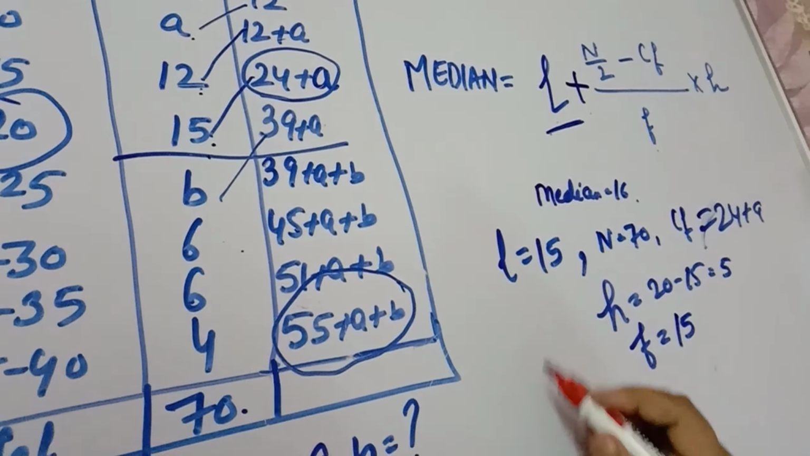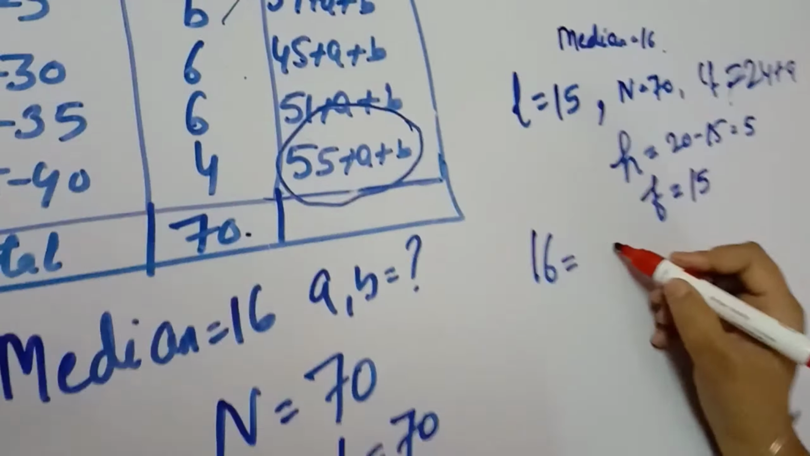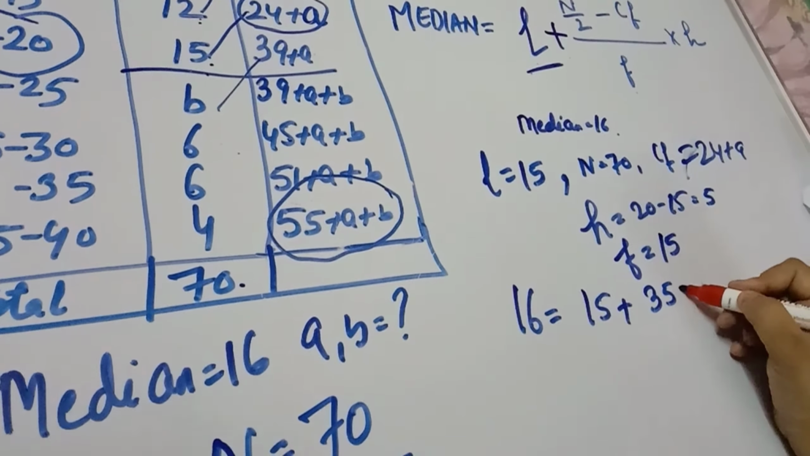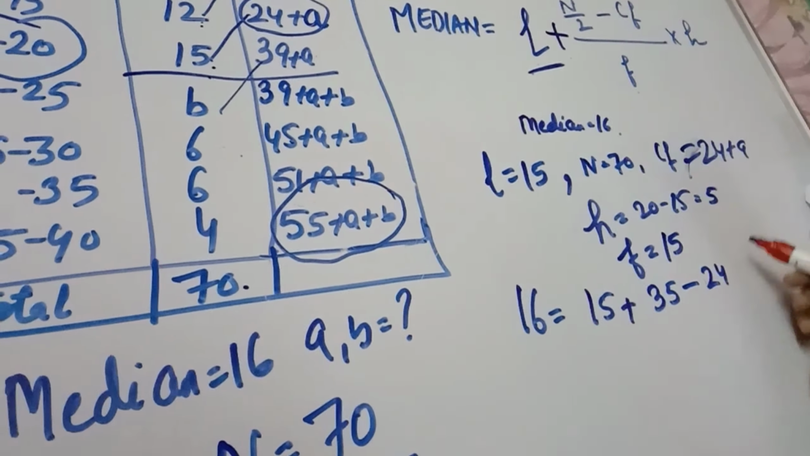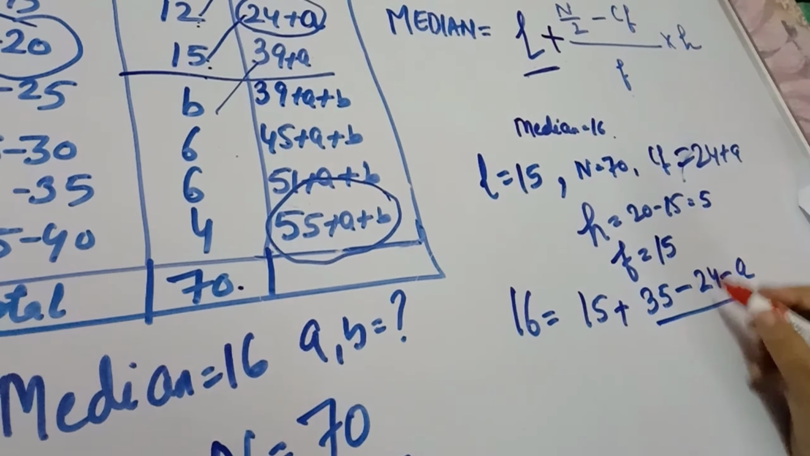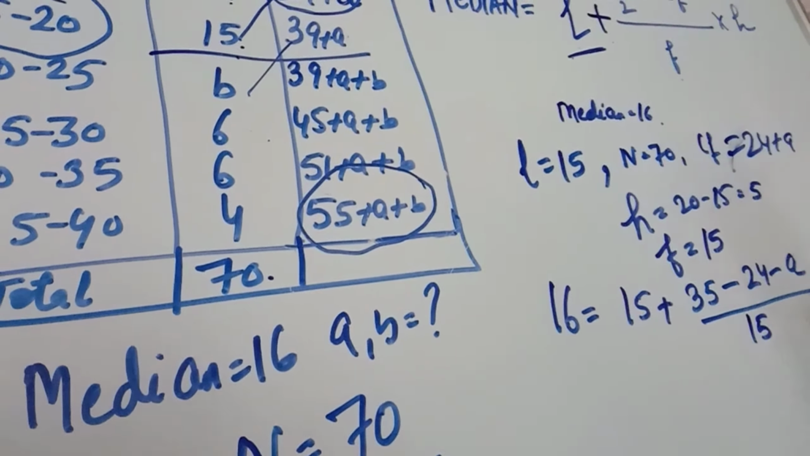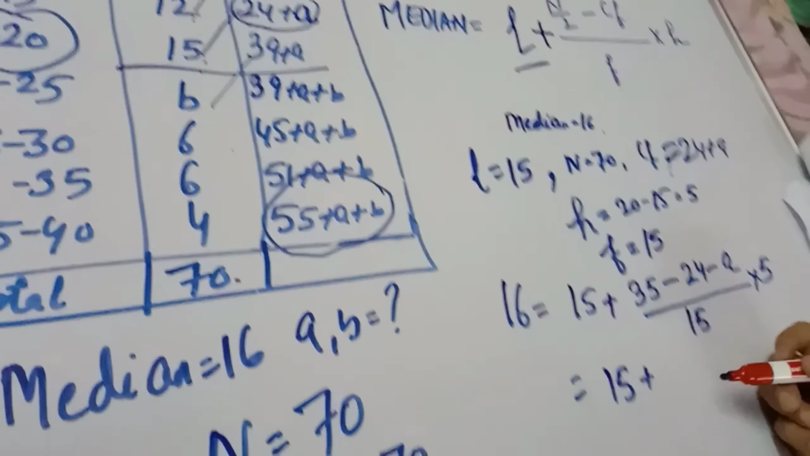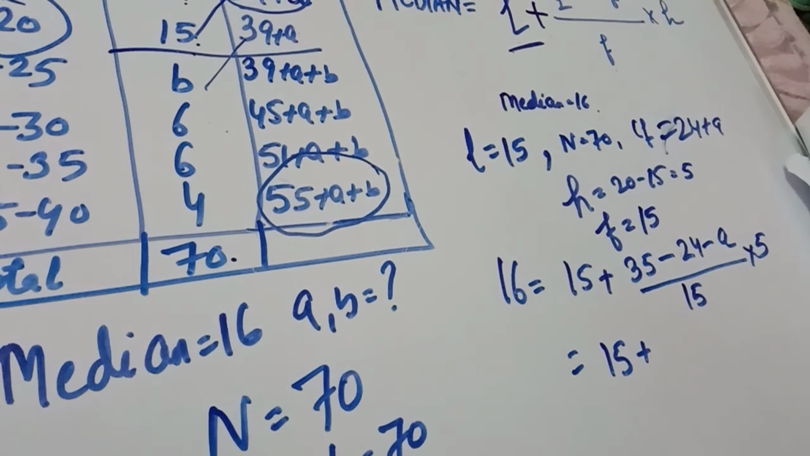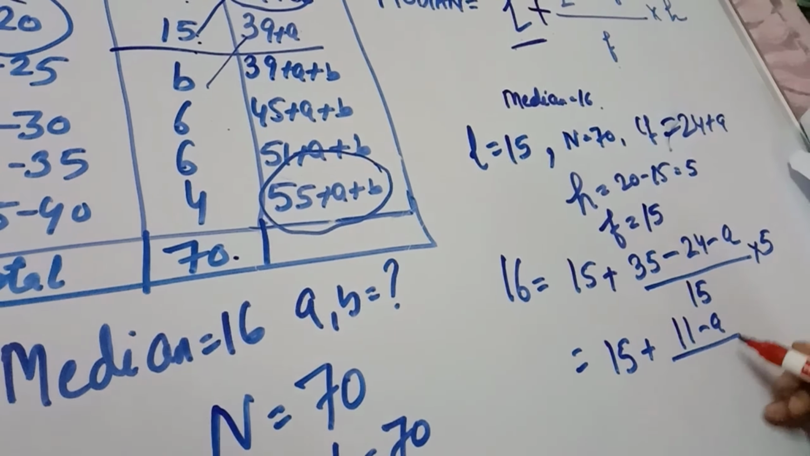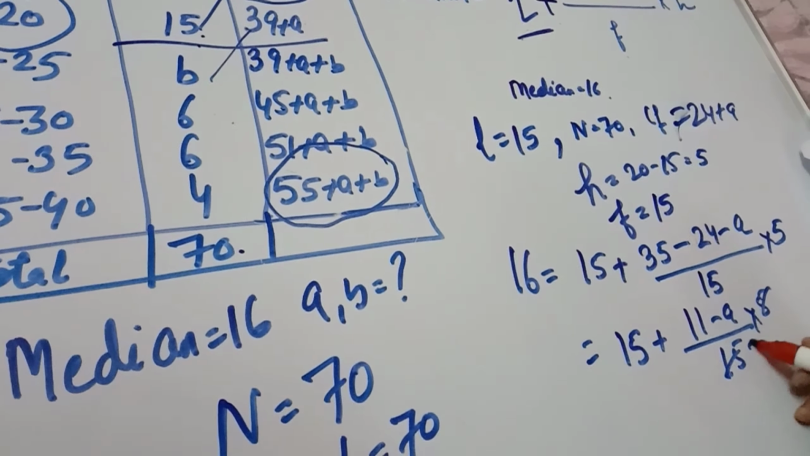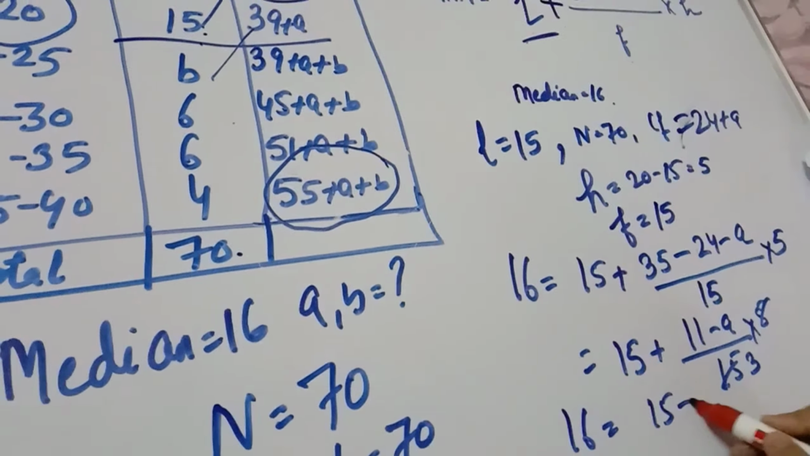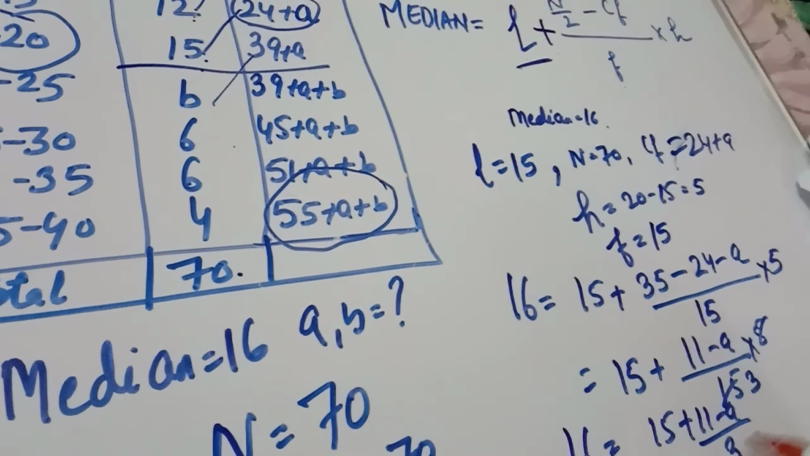Now you have to substitute the values. Median you substitute 16, L you substitute 15, then N by 2 you substitute 35, and CF you substitute 24 plus A, and minus is there, so the sign will change. F is in the denominator, that means 15 will come, H will come 5. So you will solve it. 35 minus 24 is 11, so 11 minus A over 15 into 5, 5 threes are 15. Now you will get 16 is equal to 15 plus 11 minus A over 3.